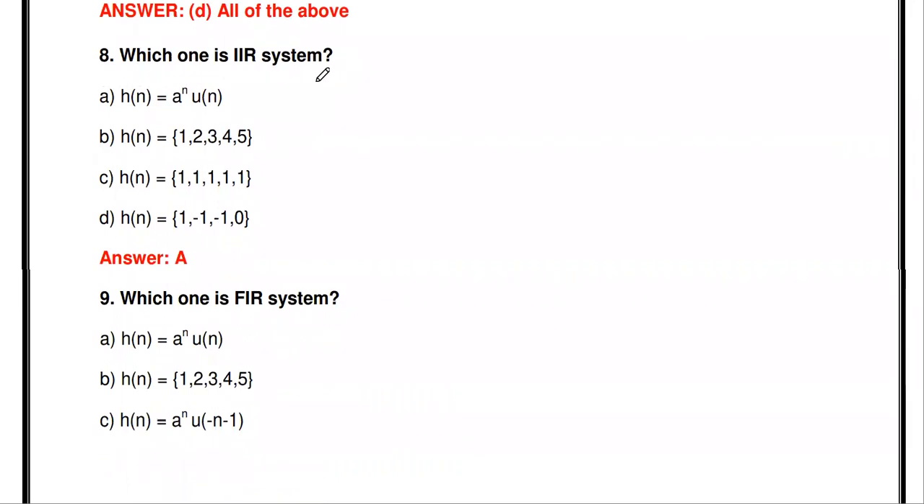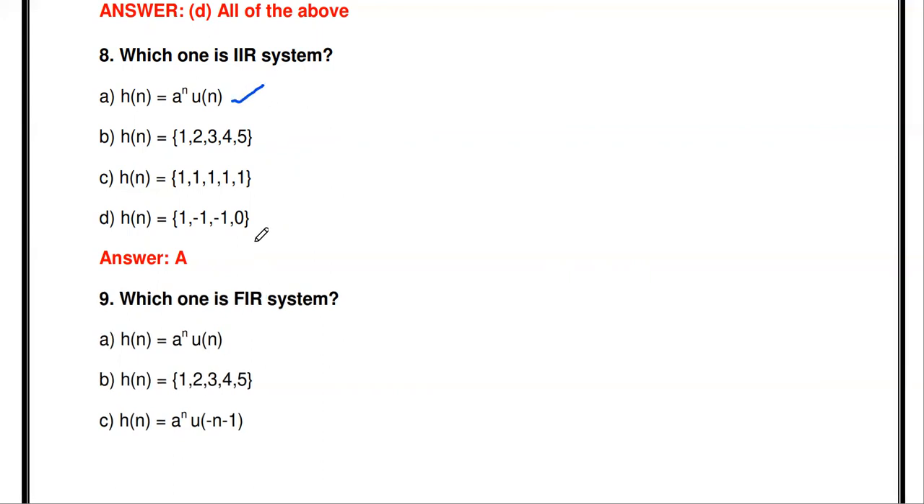Then, which one is an IIR system? Here, four impulse responses are given. H of n means the impulse response of the particular system. So H of n equals a power n u of n. What does a power n u of n mean? That means this H of n is expanded as a power 0 if time n is 0, a power 1 if time n is 1, a power 2, a power 3, etc., up to a power infinity, since a power n is multiplied with u of n. So in this case, the impulse response has an infinite number of samples. So this is called an IIR.